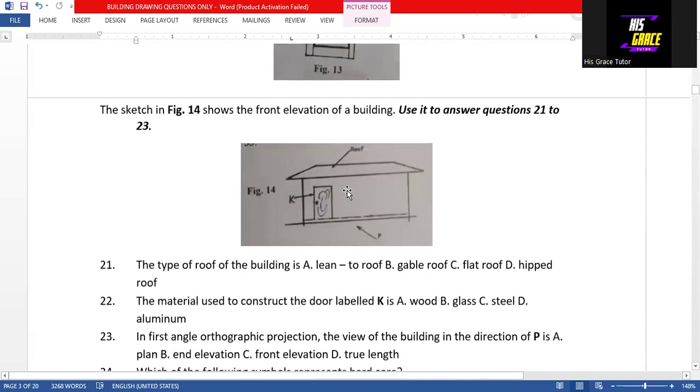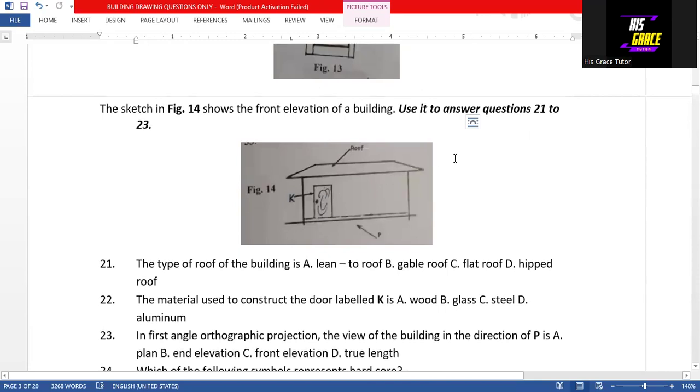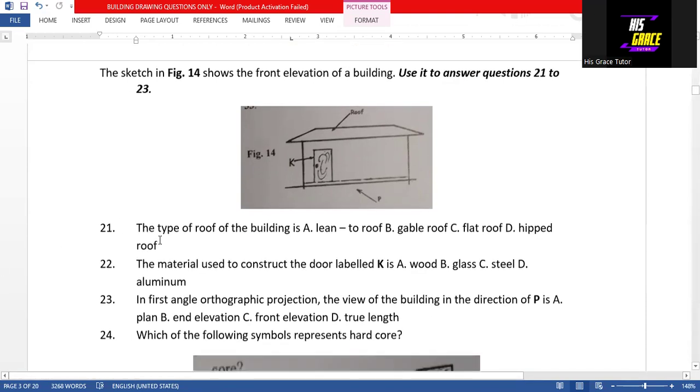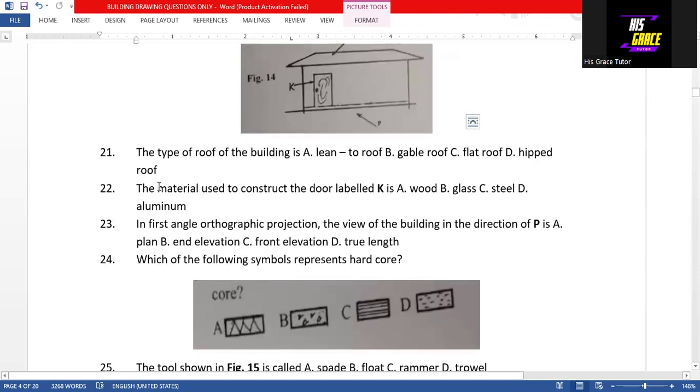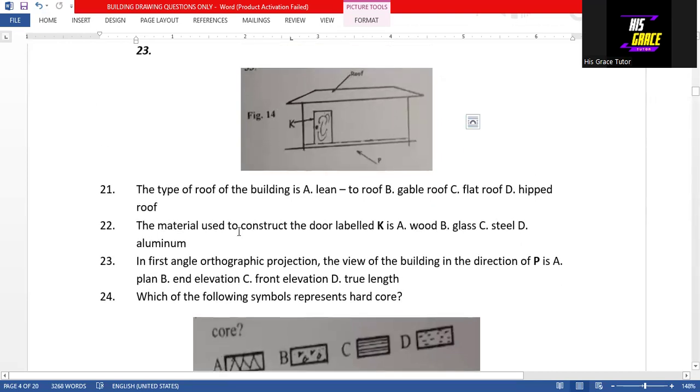Then question 21 to 23. So we have to make use of this diagram to answer question 21 to 23. So question 21. The type of roof of the building is a hip roof. That is option D is the answer to question 21. Then question 22. The material used to construct the door labeled K is wood. That is option A is the answer to question 22.